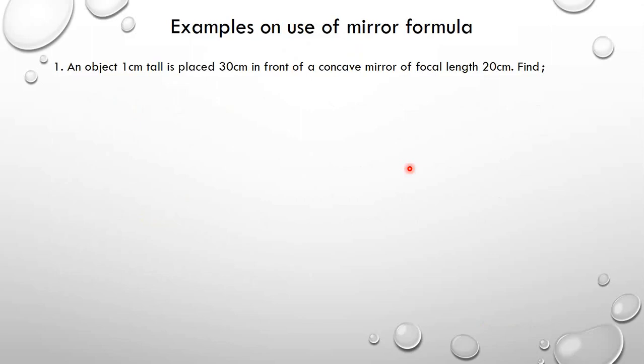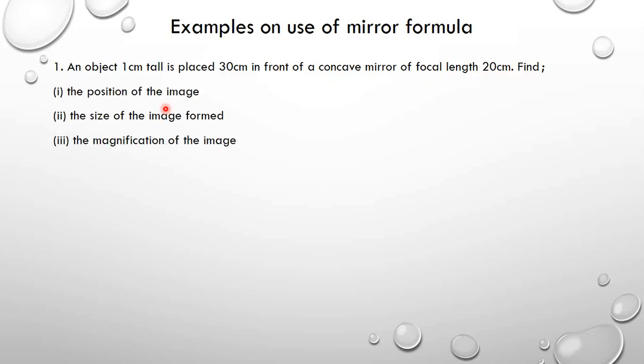This is our first question. An object 1 centimeter tall is placed 30 centimeters in front of a concave mirror of focal length 20 centimeters. Find the position of the image, the size of the image formed, and then lastly the magnification of the image.